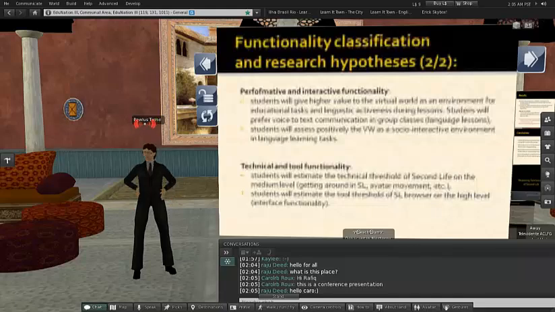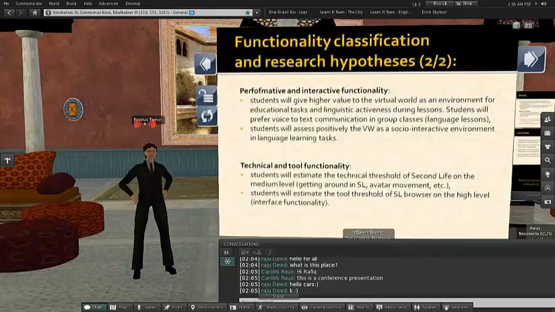Now, performative and interactive functionalities: the students will give higher value to the virtual world as an environment for educational tasks and linguistics activeness during lessons. And students will prefer voice-to-text communication in group classes, in language lessons. You know, those on Verklantis and Cyprus chat. And students will assess positively the virtual world as a socio-interactive environment in language learning tests.